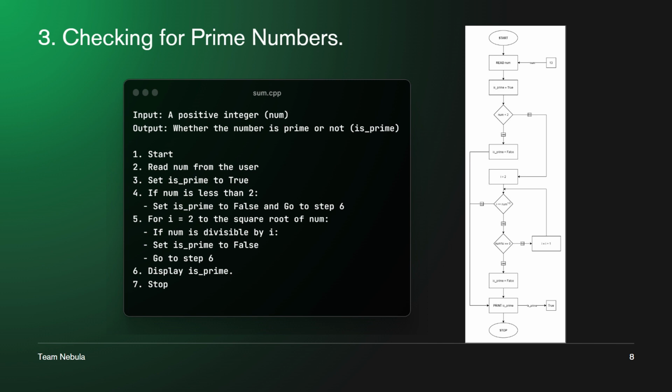If num is greater than or equal to 2, the algorithm enters a loop that iterates from 2 to the square root of num. Inside the loop, it checks if num is divisible by the current value of i. If divisible, is_prime is set to false and the process moves to step 6. Finally, the algorithm displays the value of is_prime, indicating whether the input number is prime or not. The process concludes at this point.